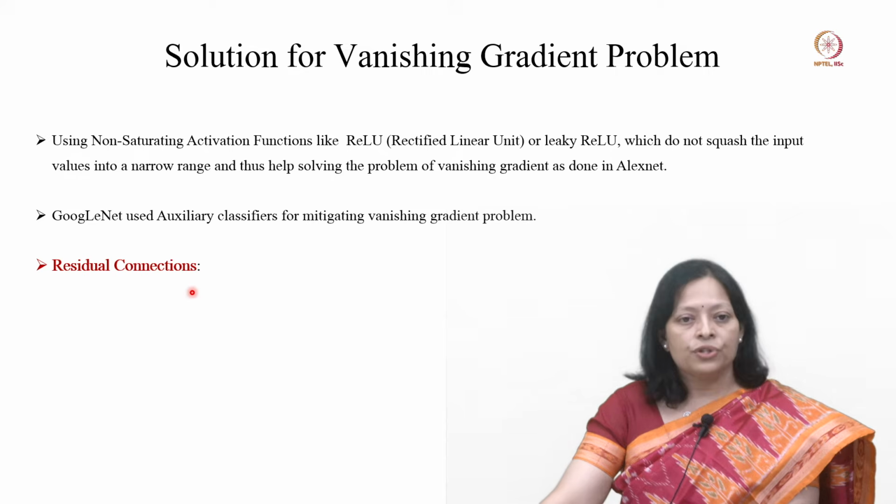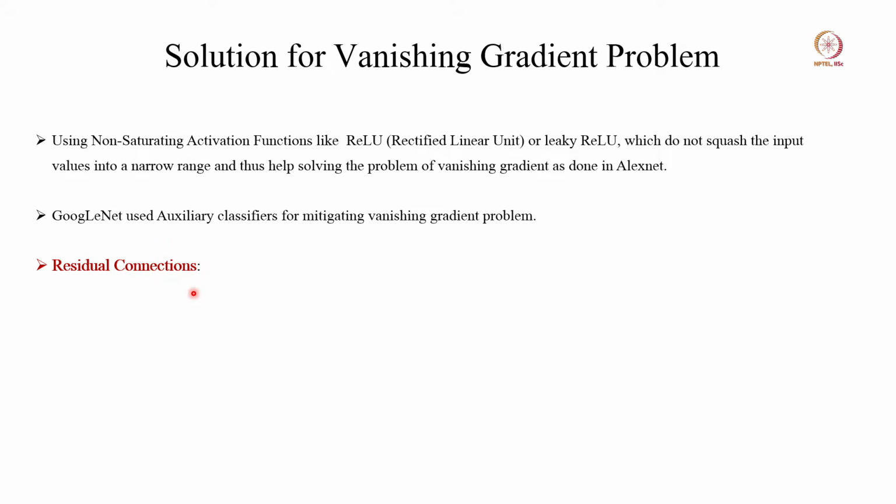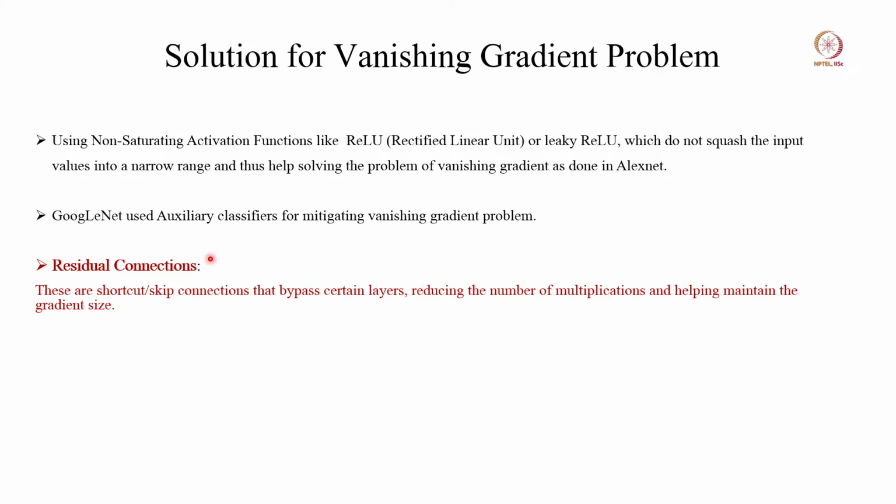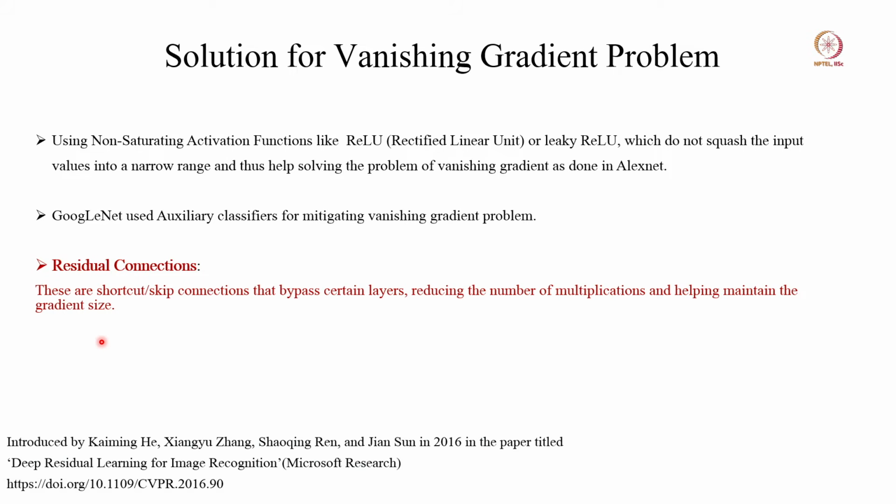There is another approach, a new approach, which will be introduced in today's session. This is the residual connections. So, what are residual connections? These are shortcuts or skip connections that bypass certain layers, reducing the number of multiplications and helping to maintain the gradient size. This was introduced by Kaiming He and his group in 2016 in the paper titled Deep Residual Learning for Image Recognition. This group of scientists belongs to Microsoft Research.